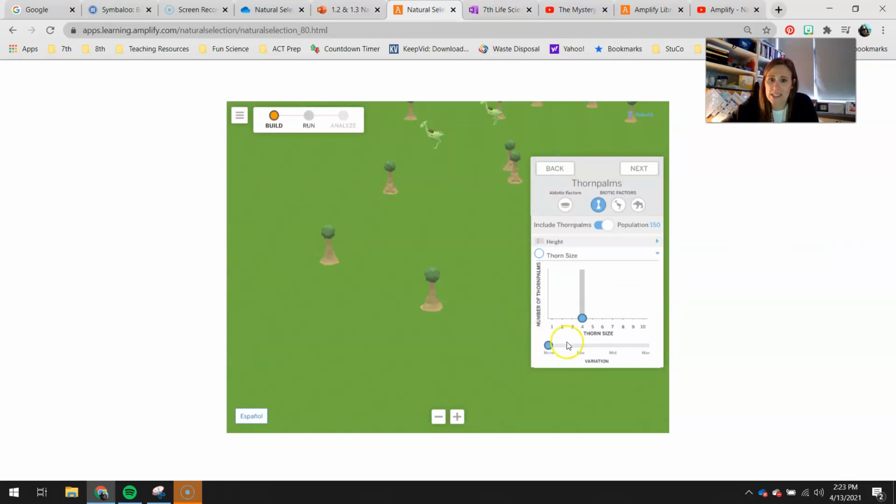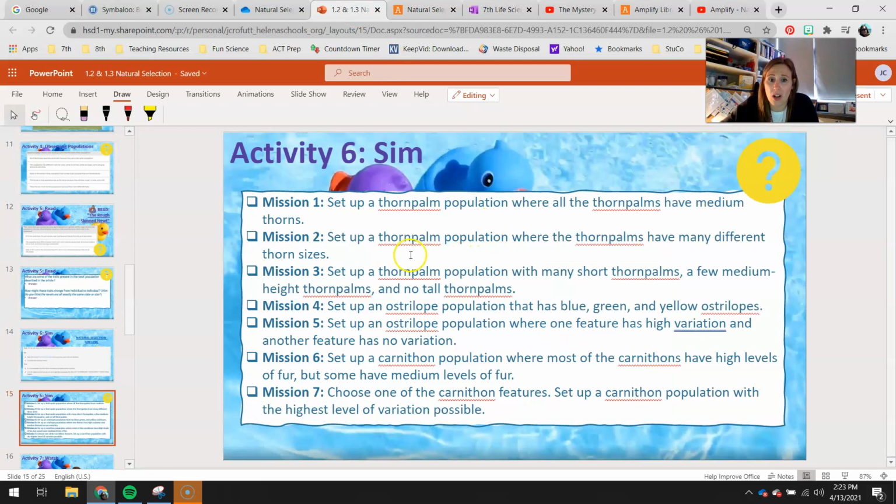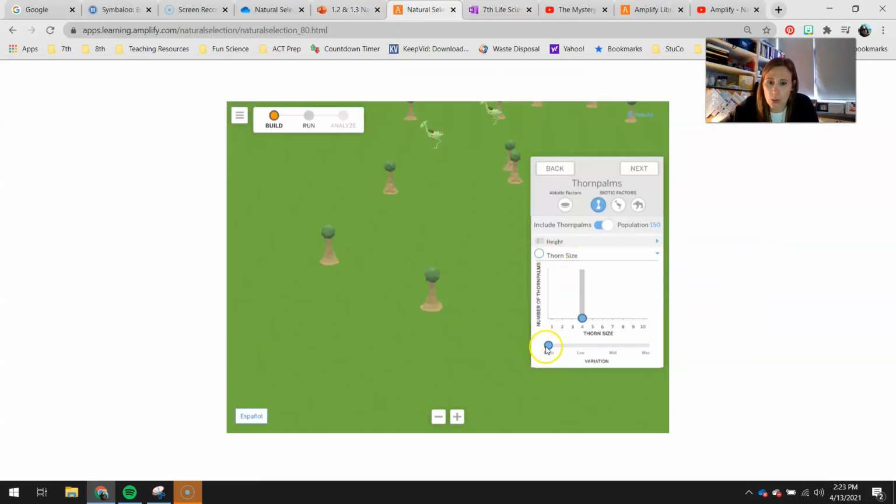Okay, so what we can see is we want all thorn palms to have medium thorns. This is just the variation as to how many different size thorns there are in a population. So what we want is just one size of thorns that are about medium. We can click and drag this, but we're going to leave it right at none. If we were to change it to low, notice that we have about 3 different sizes of thorns here. But our mission told us to keep it so all of them have medium sized thorns.